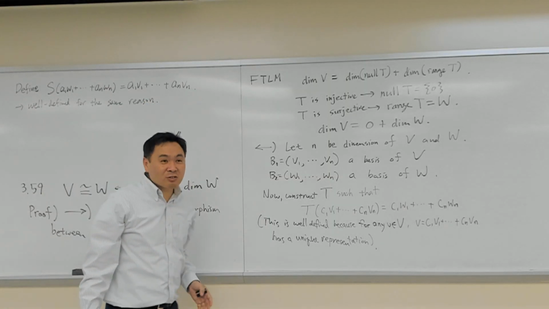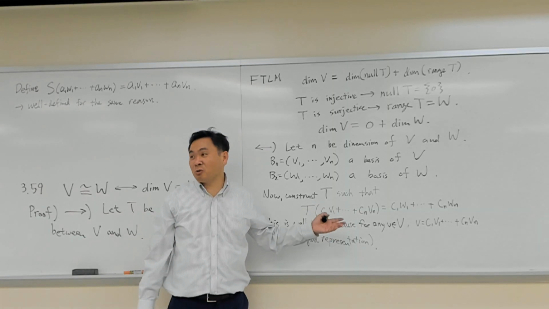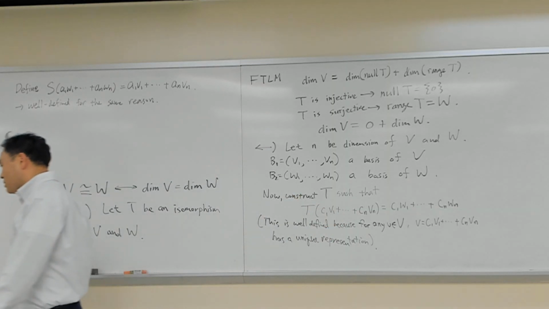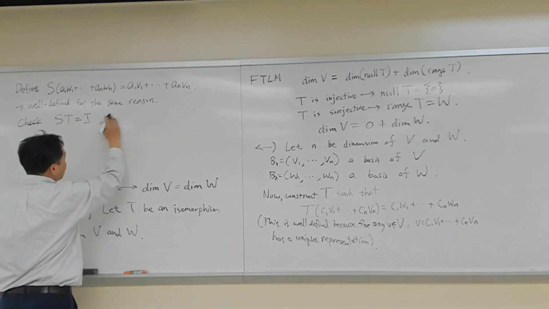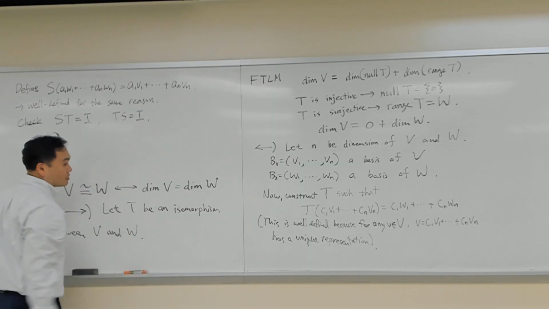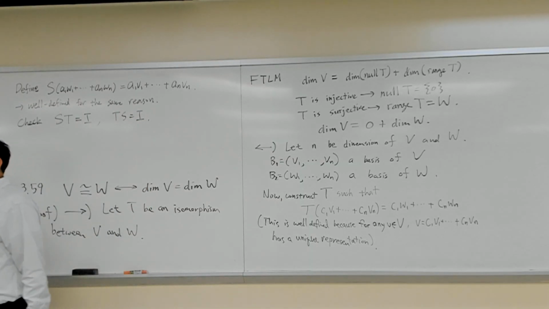Now, one thing that still concerns me a little bit is that I haven't shown why this is a linear map. You check that indeed ST is an identity and TS is also an identity. So we don't really have to go through linear maps. If you have an invertible function, then it's always bijective. Okay, we still need to show linearity.